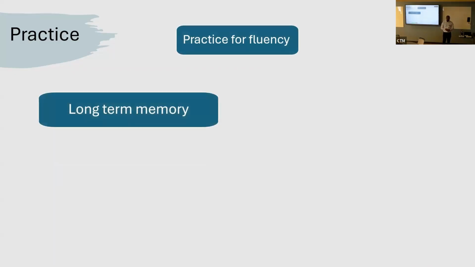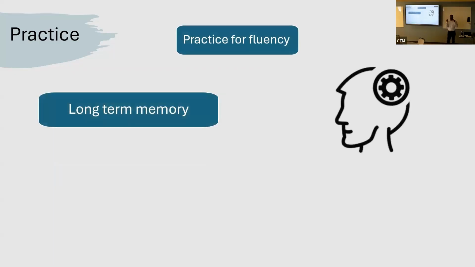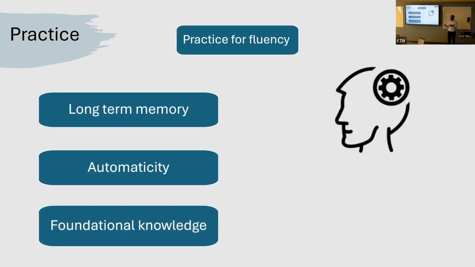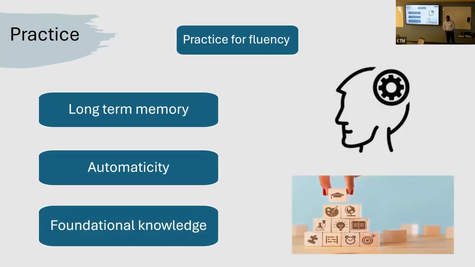Practice for fluency. What's that? This is moving information into our long-term memory. That is all that is. So that we can recall those pieces of information automatically, right? These are foundational pieces of information we need for attaining mastery in whatever it is that we are doing.